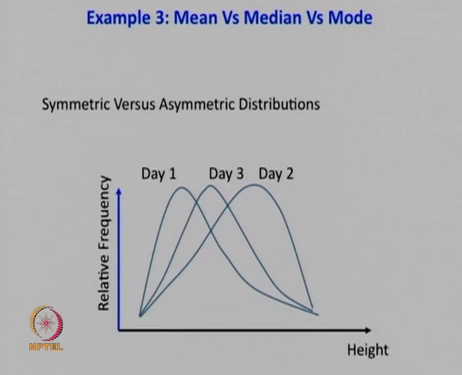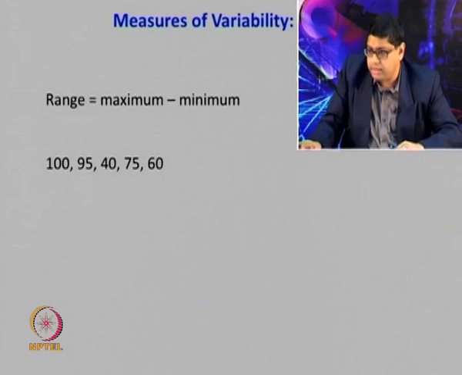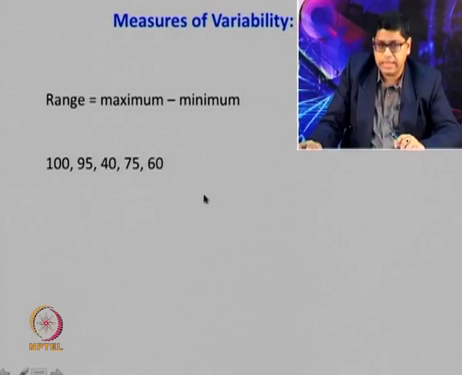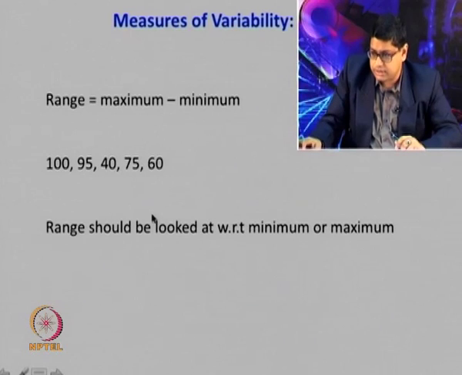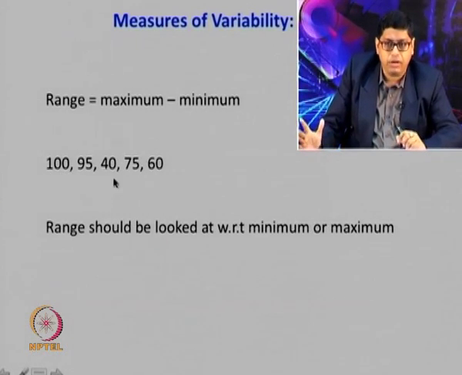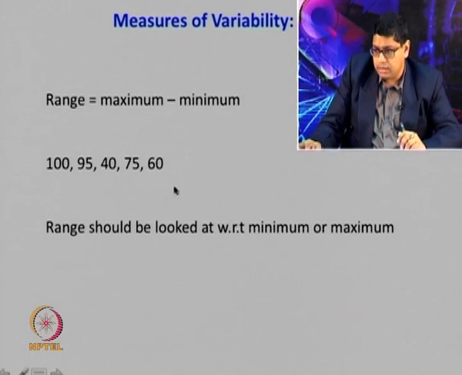One of the measures which is very frequently used is the range, which is nothing but maximum minus minimum. So, in this particular case my minimum is 40, my maximum is 100. That gives range equal to 100 minus 40 equals 60, but as you can see, the range by itself will not have any meaning unless the values are also put in context.